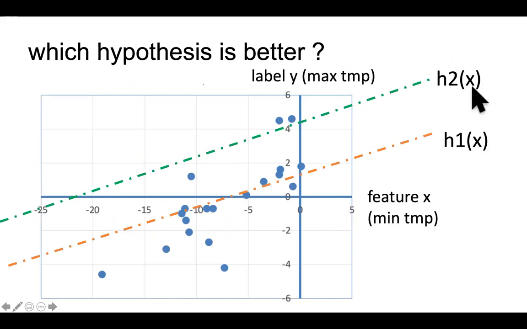Which one is better? I show again the data points from the first example. Each data point represents a previous day with a minimum daytime temperature and the maximum daytime temperature. So I have a scatter plot and I overlaid two hypotheses, two functions that map a minimum daytime temperature X to some approximation of the maximum daytime temperature. Which one is better? Which one would you pick?